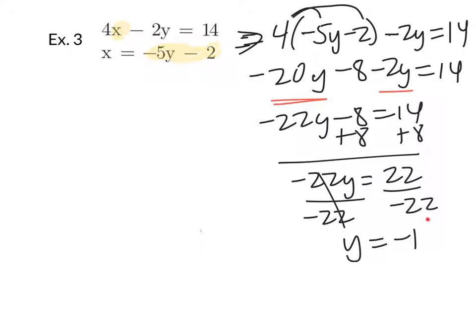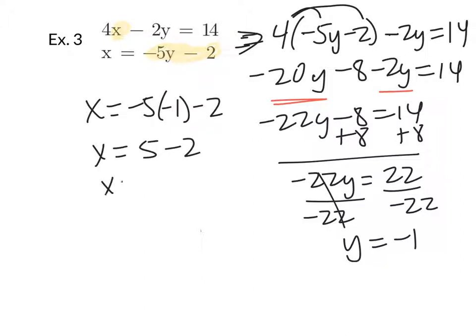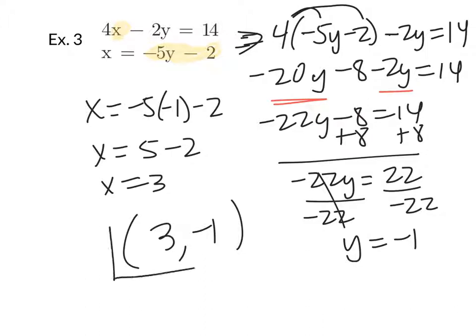So if I take this negative 1 and plug it in for y, then all I have to do is a little bit of arithmetic, and we have our x value. So we have x equals negative 5 times, let's replace that y with negative 1, minus 2 more. So x is equal to 5 minus 2, x is equal to 3. So the coordinates of the point where the graphs of these two lines intersect will be at the point 3, negative 1. Make sure you write your answer as an ordered pair.